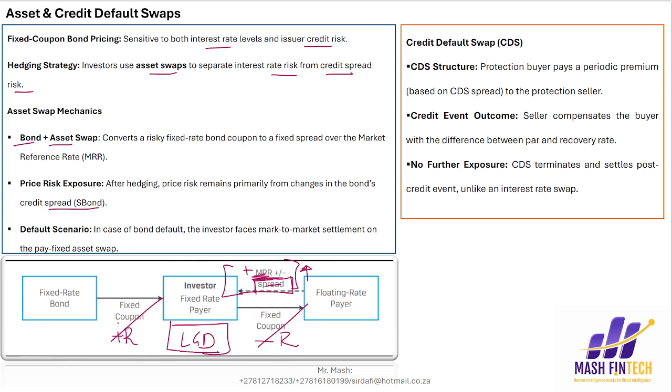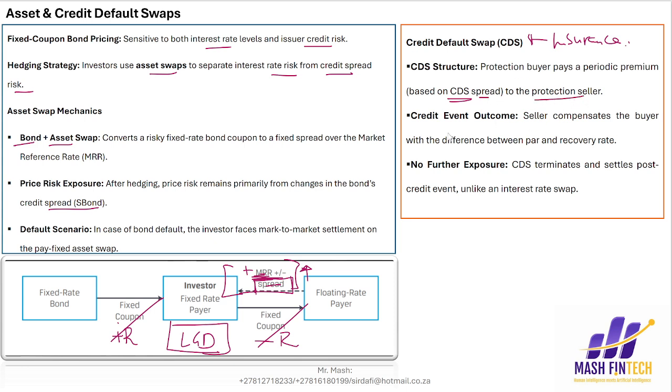Okay. And then with the credit default swap, this is insurance. For instance, an investor can buy protection. And if you buy protection, you pay a periodic premium based on the credit default swap spread. And you pay this premium to the protection seller.